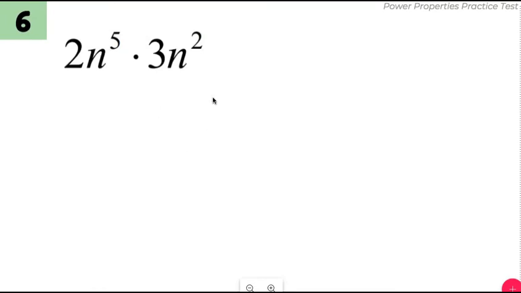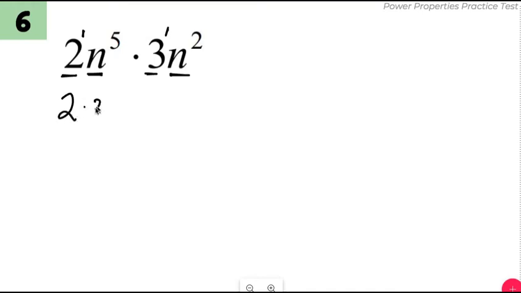Number 6, remember that this 2 is not to the fifth power, just the n. This is our base. 2 is separate, and if I wanted to put an exponent, it would be a 1. Again, over on this side, the only way the 3 would be squared is if it was in parentheses. So it's really 3 to the first power, n to the second.